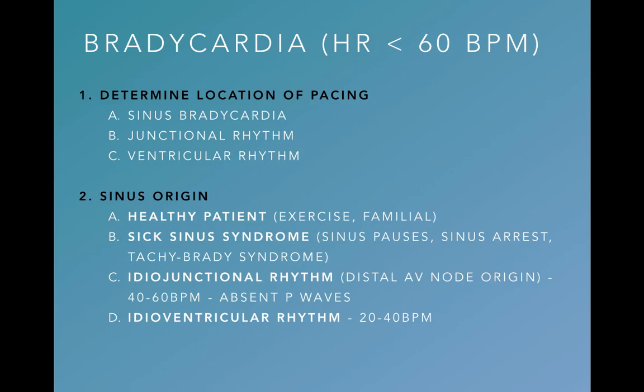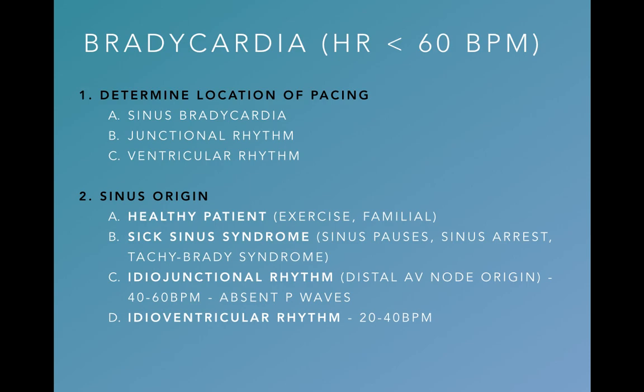If the patient has bradycardia, then the heart rate's under 60. Again, you want to determine where the pacing is occurring from. Is it from the SA node? Is it a junctional rhythm, right? Because the rate of that should be what? 40 to 60 beats per minute. Or is it ventricular? The rate of that will be 20 to 40. Again, check for P waves because that'll determine if it's sinus or junctional or ventricular.